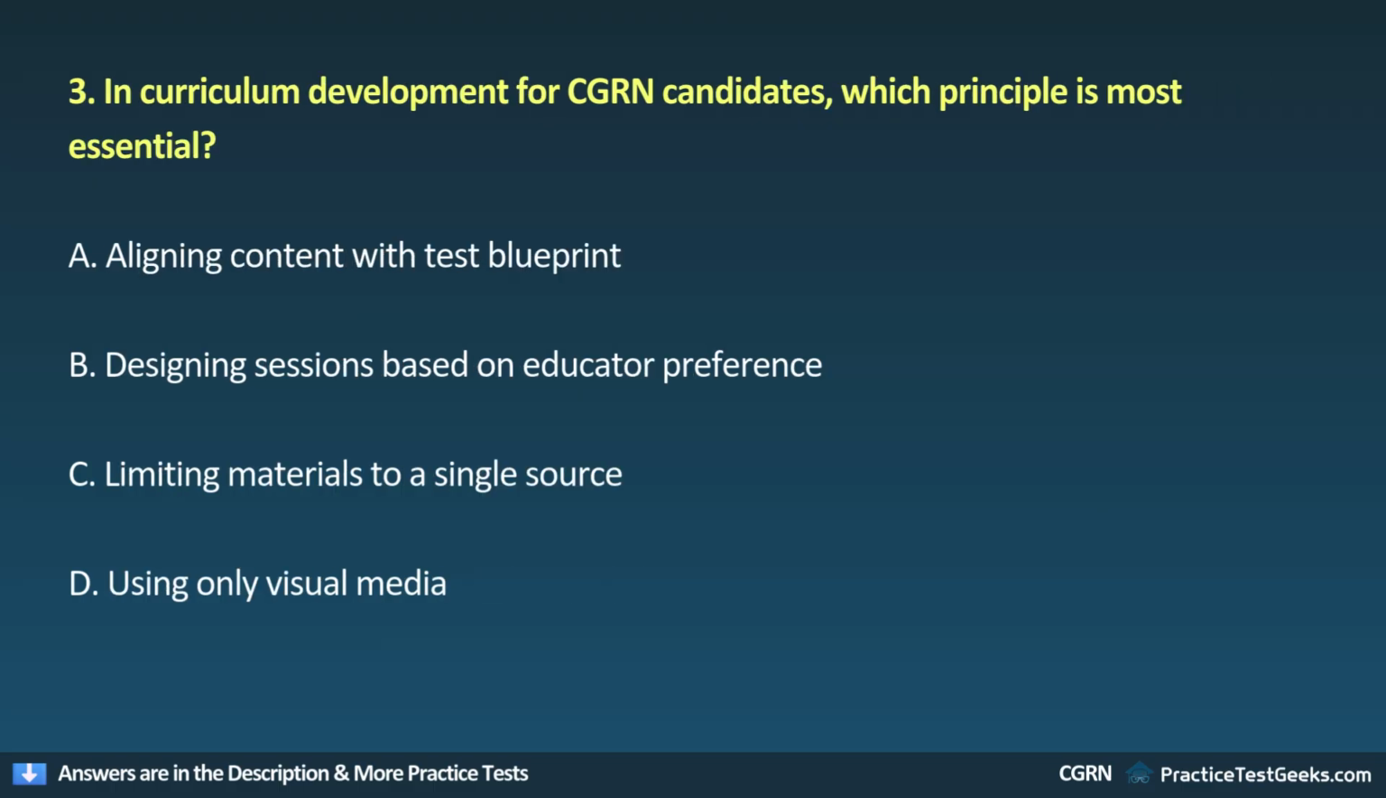3. In curriculum development for CGRN candidates, which principle is most essential? A. Aligning content with test blueprint. B. Designing sessions based on educator preference. C. Limiting materials to a single source. D. Using only visual media.